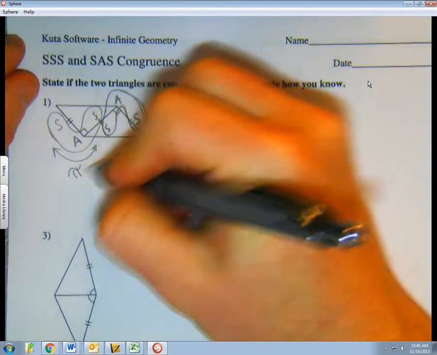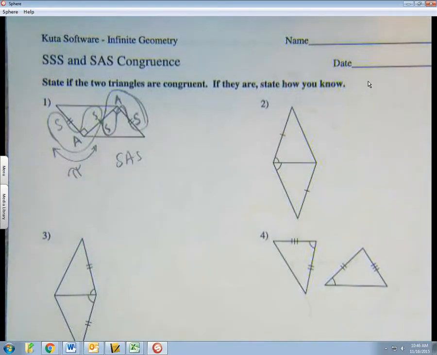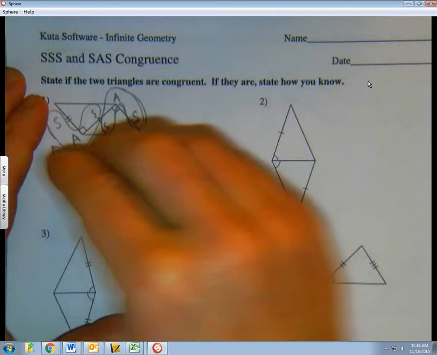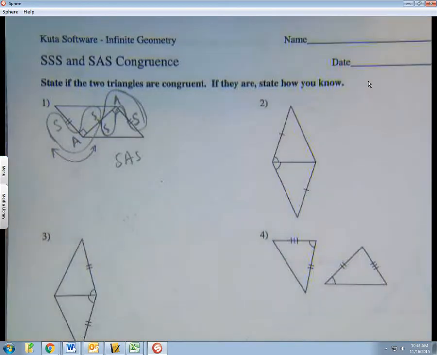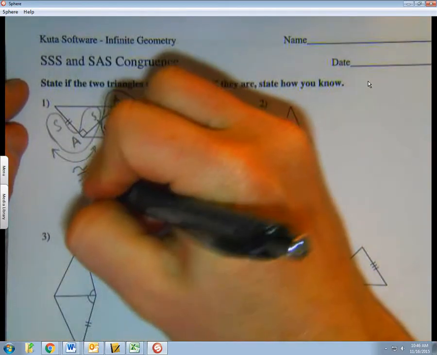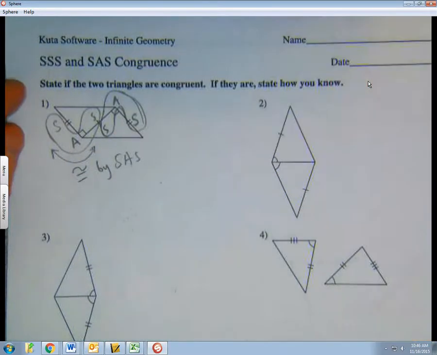Oh, that's pi. Woo! Let's change that. Holy cow. Congruent by side angle side. Okay.